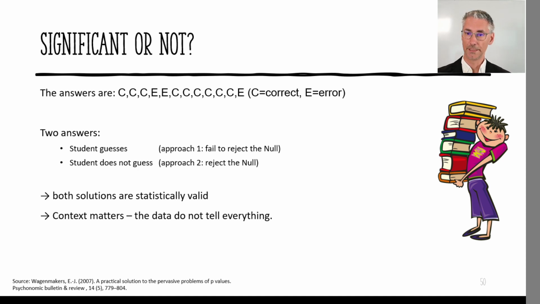Now, for the same data, correct, error, correct, error, and so on, we now have 2 answers. The student guesses, approach 1 with the binomial distribution, we fail to reject the null. Or the student does not guess, approach 2 with a negative binomial distribution, we reject the null hypothesis. Both solutions are statistically valid, and it drives home a point. The data do not tell you everything.